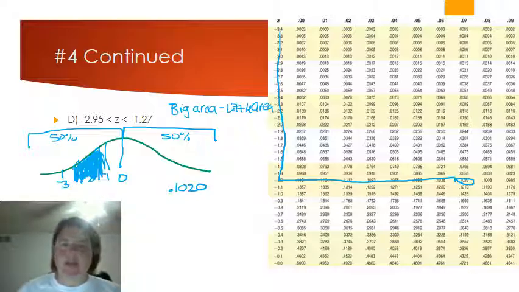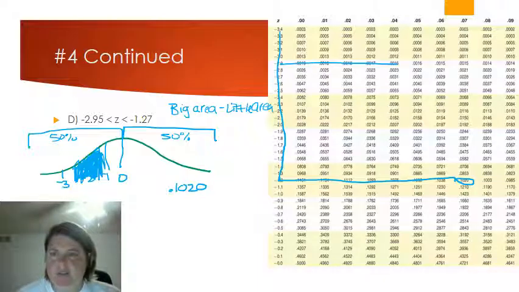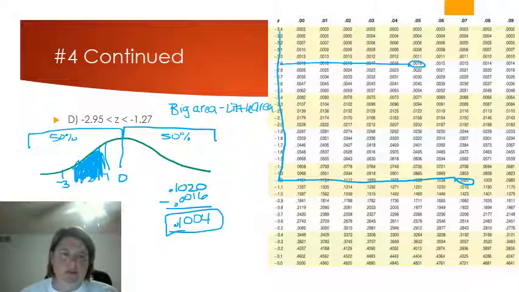Now we're going to take away -2.9, which is up here, and we want to go all the way over to where the 5 is, 0.0016. So we're going to take away 0.0016, and we're going to get 0.1004. So the area of the light blue shaded area is about 10% of the curve.